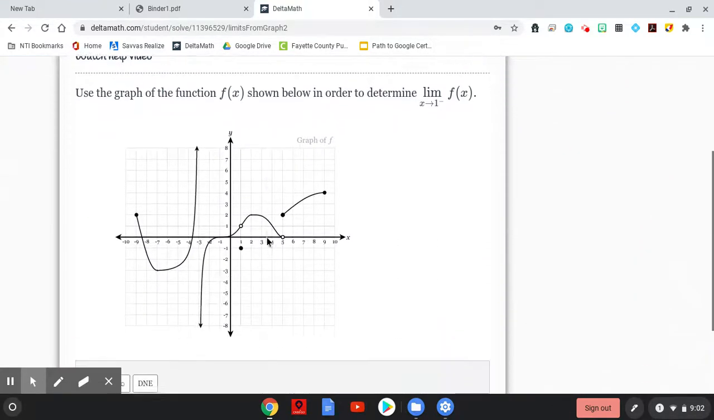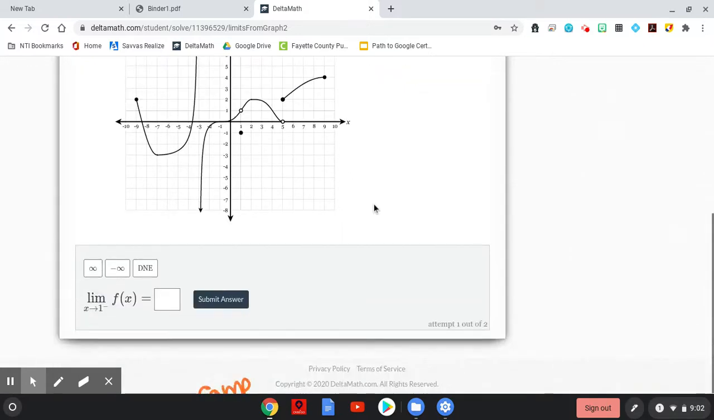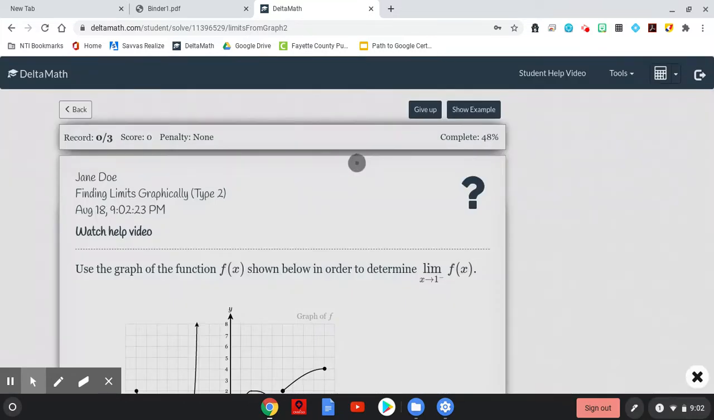All right, we're going to use the graph of the function below in order to determine the limit as x approaches 1 from the left. So I'm going to look at my graph. As x approaches 1, here's 1, right there. On the graph, as x approaches 1, the y values get close to +1. So I'll say +1, submit. Yes, I want to submit.